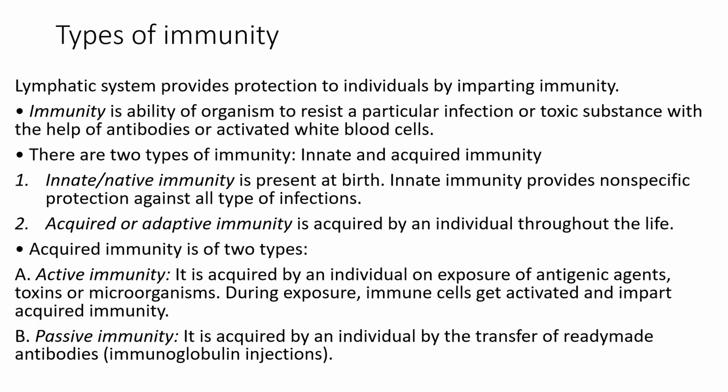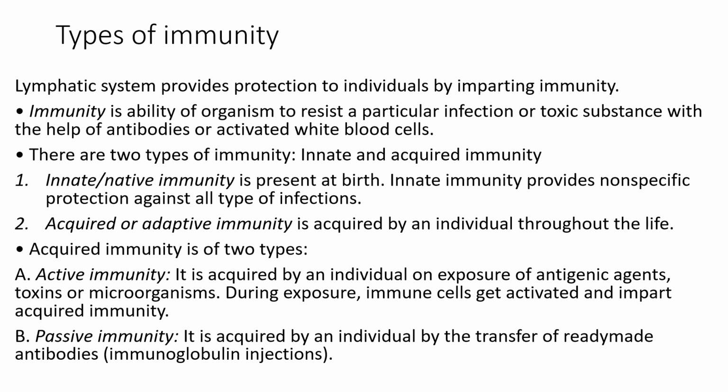The lymphatic system protects our body by imparting immunity, and immunity is the ability to fight against infection by producing antibodies. And the immunity is again of two types. Innate means the immunity present at birth, and acquired immunity is the second variety which the individual has throughout his life. Acquired immunity again is of two types, active and passive.